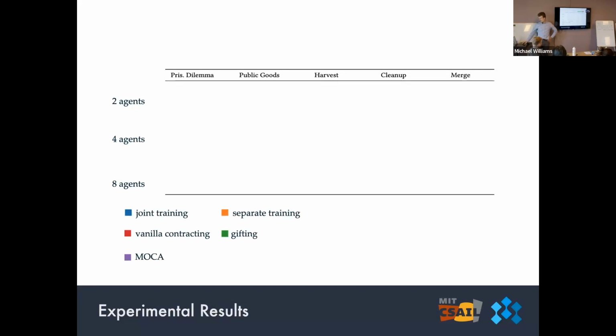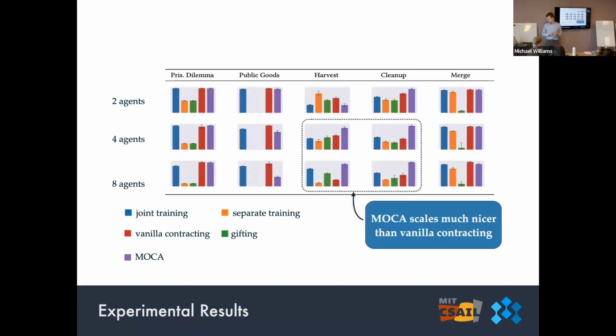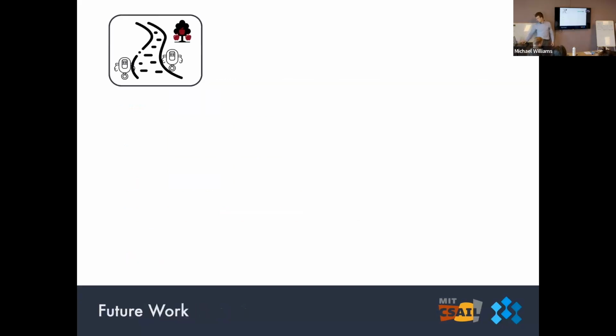We're comparing the 4 baselines that I told you about already, and this two-step procedure that I proposed in the earlier slide, which is multi-objective contracting augmentation learning, MoCA. And what we see is that MoCA scales more nicely. This is what we set out to do, and the experiments confirm it.